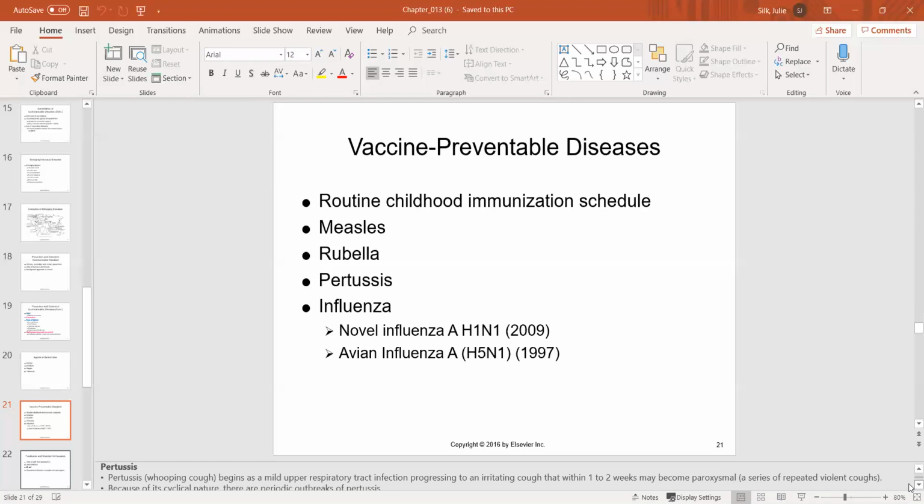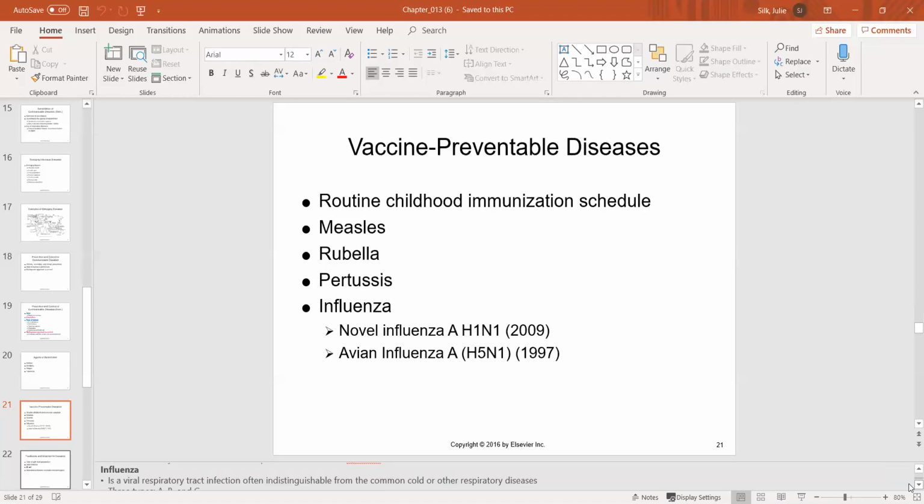With pertussis, this is also called whooping cough. This begins as a mild upper respiratory tract infection that progresses to an irritating cough that within 1 to 2 weeks may become paroxysmal, which means it's a series of repeated violent coughs. Because of its cyclic nature, there are periodic outbreaks of pertussis.